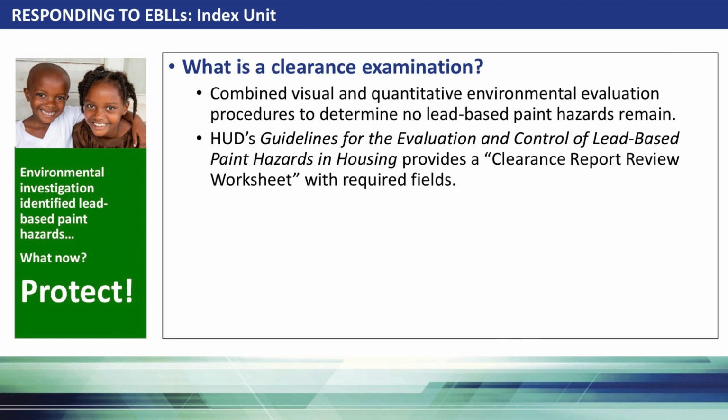We've discussed the clearance examination report, but what does the clearance examination itself entail? Clearance refers generally to combined visual and quantitative environmental evaluation procedures used to determine that no lead-based paint hazards remain in the unit. This normally includes a visual assessment and analysis of dust samples. The specific procedures used depend on what the client wants to know and which regulations and standards apply. A certified firm, assessor, or inspector will be able to inform you about these requirements. In addition, HUD's guidelines for the evaluation and control of lead-based paint hazards in housing provides a clearance report review worksheet with the required fields.